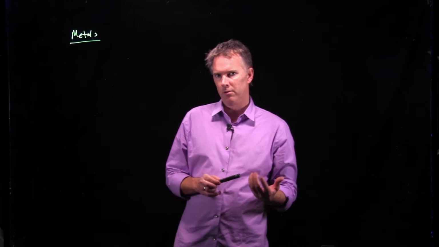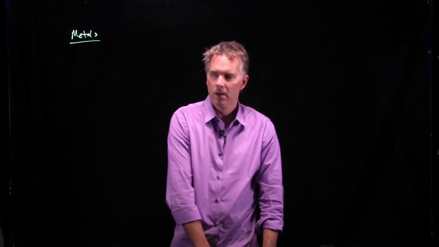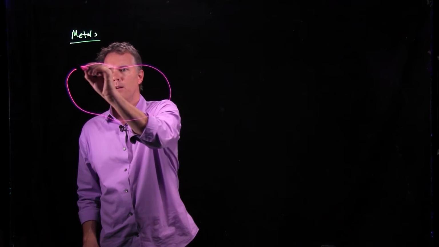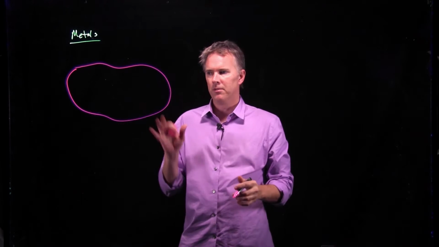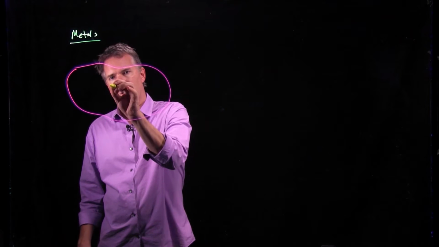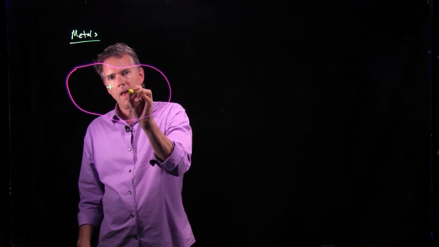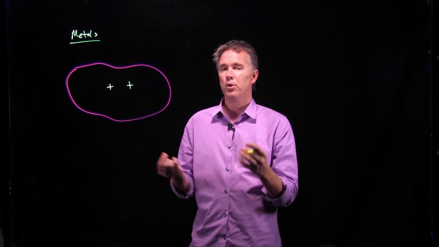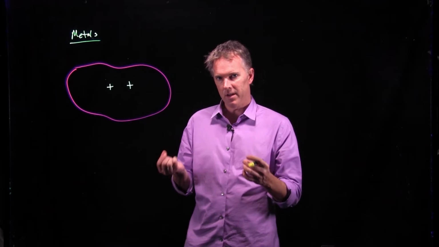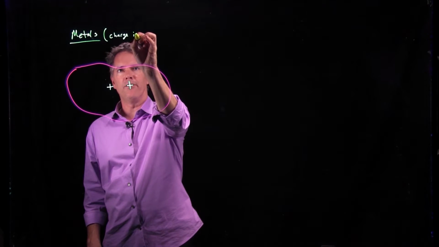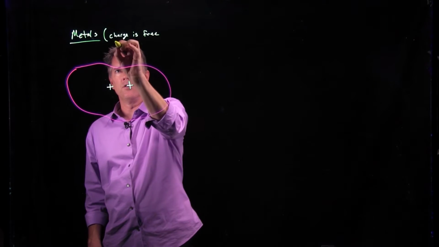Let's talk a little bit more about metals. What is sort of interesting about a metal? Well, let's think about the following. If I have this big blob of metal and I put some charge on it, where is that charge going to go? Well, if I put a positive charge there and I put a positive charge right there, they are going to, of course, push apart. Because what signifies a metal is charge is free to move.